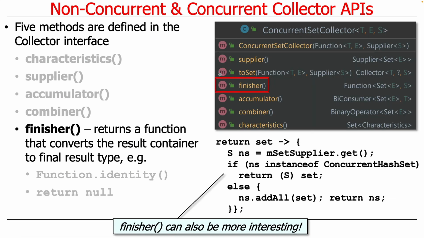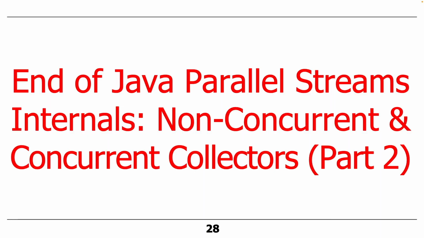However, there's other situations where finishers can be much, much more interesting. And we'll take a look at some examples as we go along. This particular one does all kinds of clever stuff to decide how to return a concurrent collector. And so the finisher is much more sophisticated than otherwise would be the case if you're doing non-concurrent collectors. Okay, so that's a quick overview of the internals of concurrent versus non-concurrent collectors.